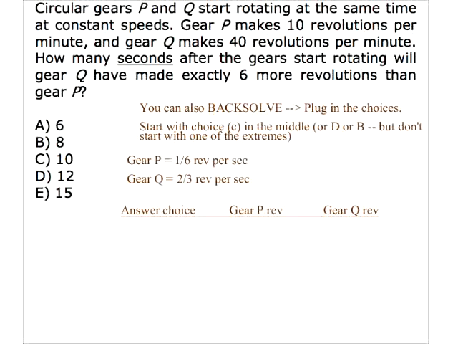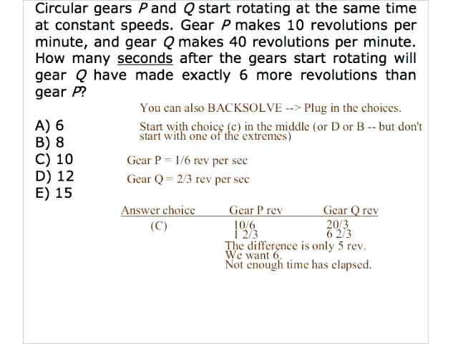So if the answer choice is C, then gear P goes 10/6, that's 1 2/3. And gear Q goes 20/3, which is 6 2/3. So the difference is only 5 revolutions. We want 6. So that means that not enough time has elapsed, because there would be a bigger difference if more time had elapsed. So that means that C is gone, but so are A and B. So it's between D and E at this point. Just pick one at random.